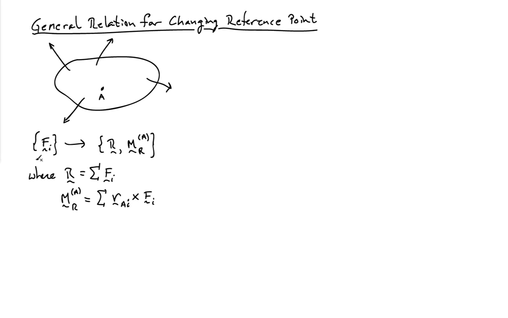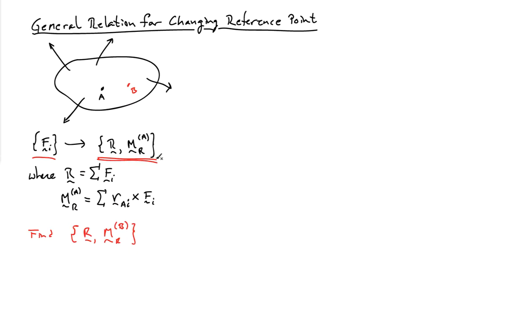We have a force system with a set of forces Fi, and they've been characterized by a resultant R and a moment resultant MRA. And what I'd like to do now is consider a second point B, and I want to find the characterization R and MRB in terms of my first characterization in the point A.